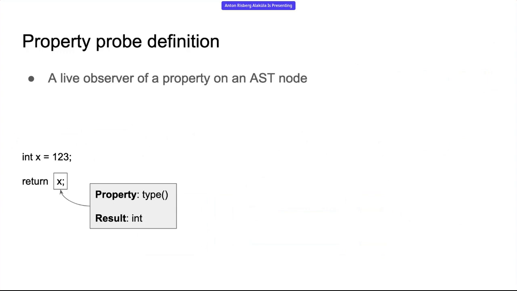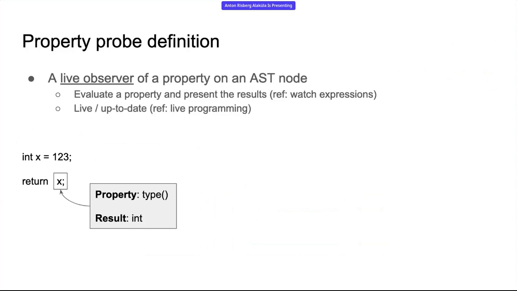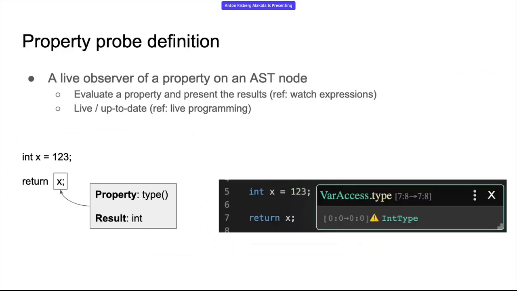Breaking this down, trying to put it into context, evaluating a property and showing results has some connections to watch expressions you find in many debuggers. Being live is, of course, part of live programming. And then we do things on top of the AST. You take these different things, merge them, and somewhere in the middle, you'll find probes. But the best way to demonstrate this is with a demo.